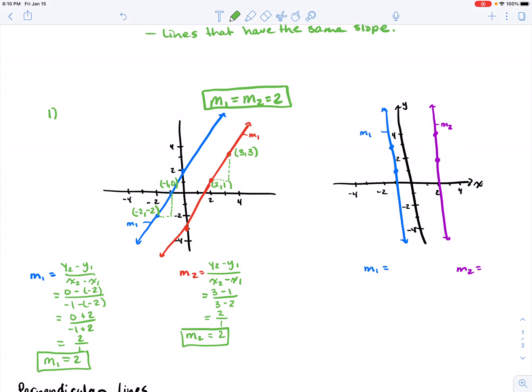Now let's look at this second example. We have 2 vertical lines, M1 and M2 in purple. Now, I know, based on our definitions of slopes, that M1, because it's a vertical line, the slope is undefined. I also know because M2 is vertical, the slope is undefined. So M1 equals M2, and both equal undefined.